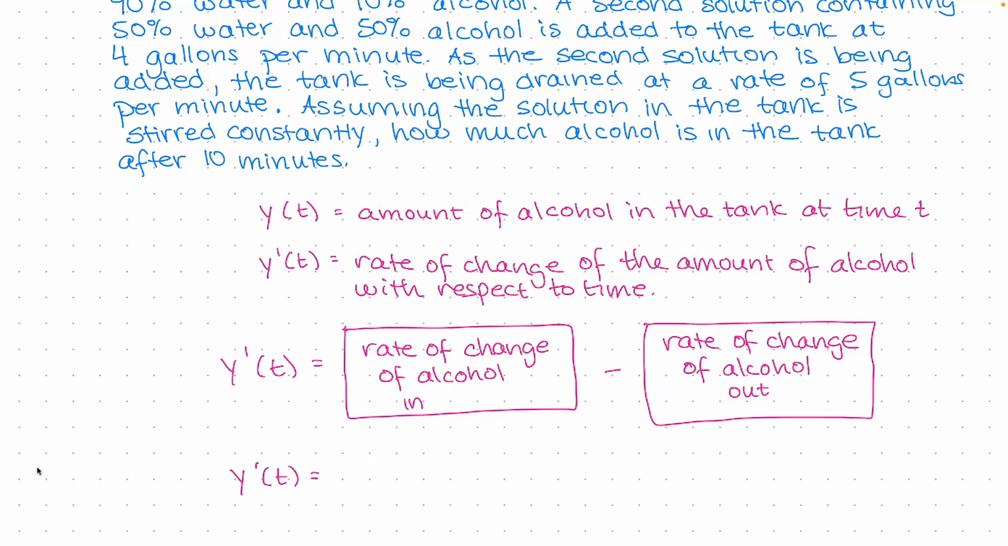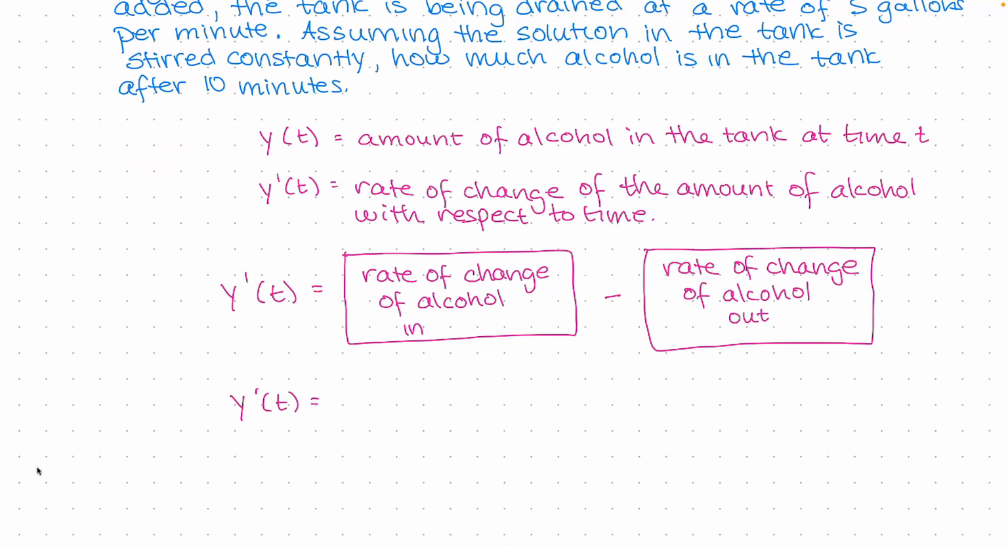Greg. 2 gallons per minute. How did you get that? Because if the added is 50% alcohol, 50% water, so if the total solution is 4 gallons per minute, half of that would be 2 gallons of alcohol per minute. Exactly. This one's easy to see. It's just 2 gallons. But I'm going to go ahead and write it out with exactly what Greg said.